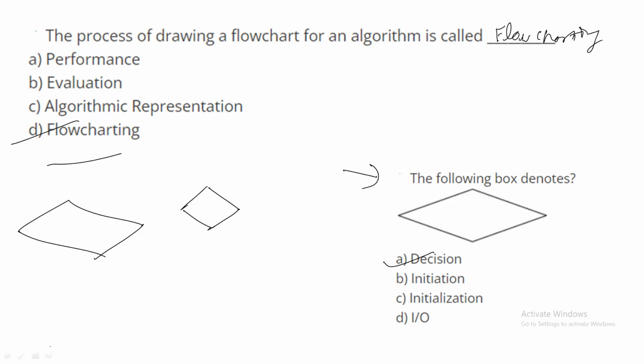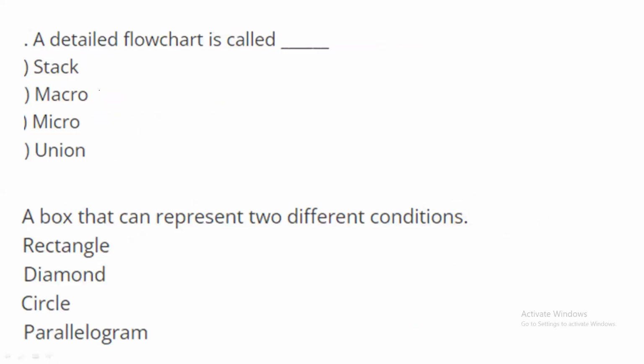So let's move on to the next question. The next question is: a detailed flowchart is called as micro. Always remember that a detailed flowchart is called micro. So option number three will be the correct answer. Let's move on to the next question.